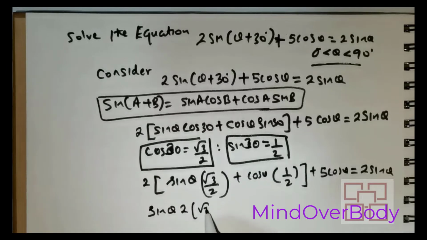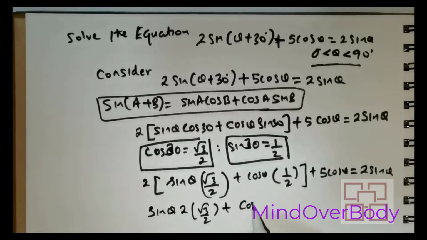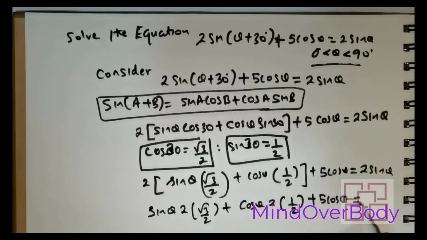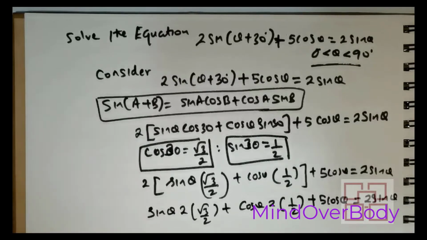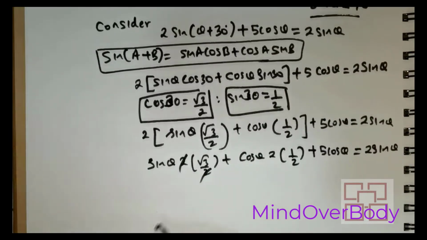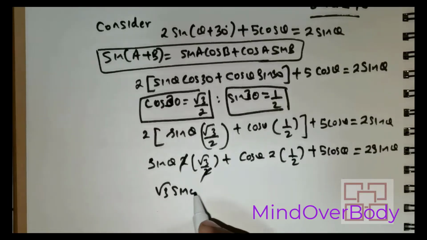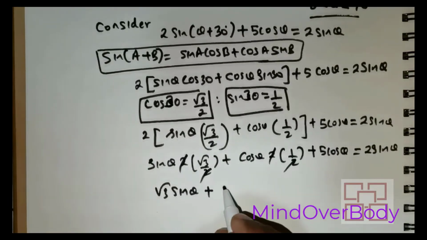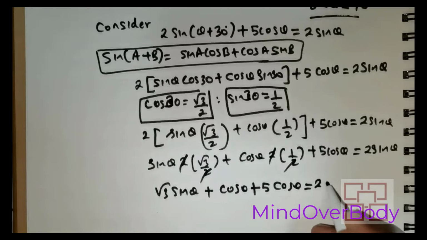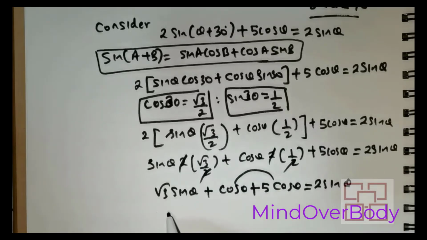times 2 times root 3 over 2 plus cos θ times 2 times 1 over 2, and that has to be added with 5 cos θ, equated to 2 sin θ. Clearly the 2's can be cancelled, giving root 3 sin θ, and cos θ, plus 5 cos θ is equal to 2 sin θ.